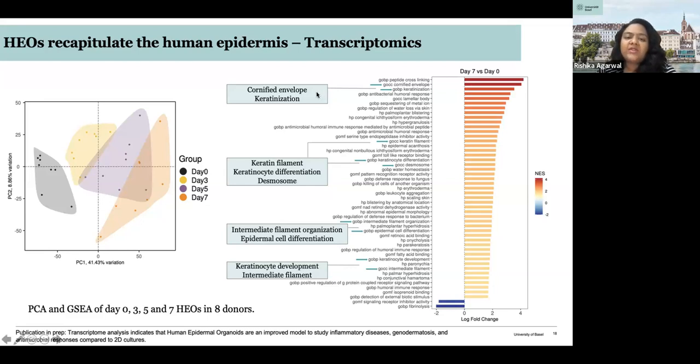And then we see that all of these pathways involved in the cornified envelope, keratinization, keratin filament, the desmosome formation. The desmosomes are the connections between the 2 keratinocytes of the epidermis. So these are all upregulated, indicating that this model is really useful to study the epidermis compared to a 2D model.